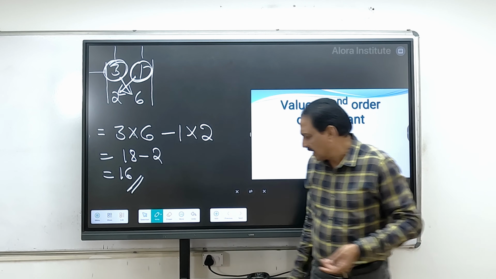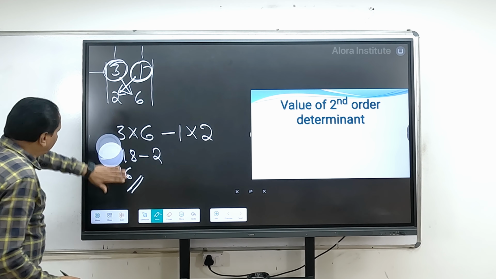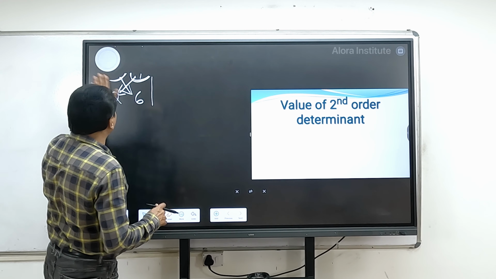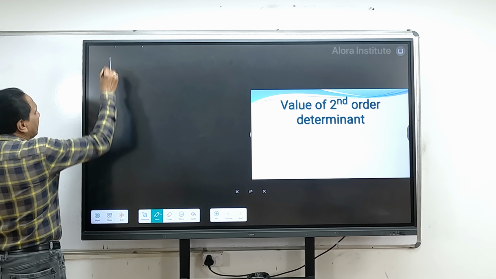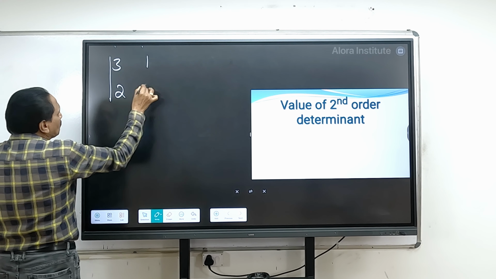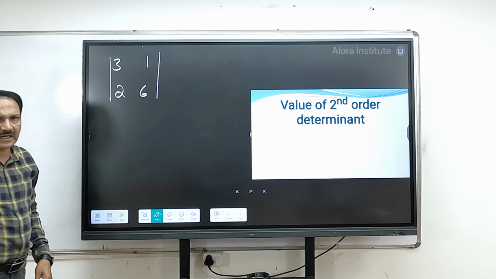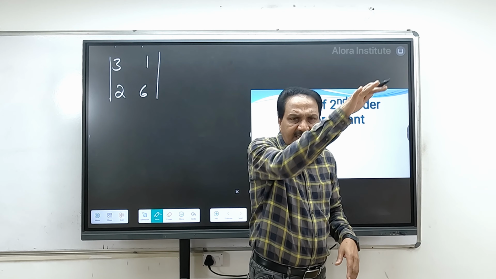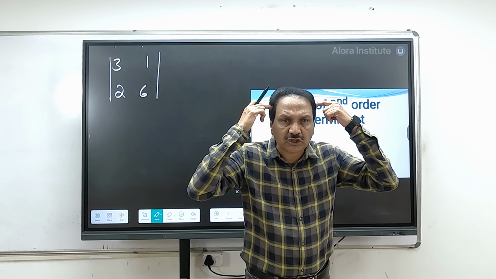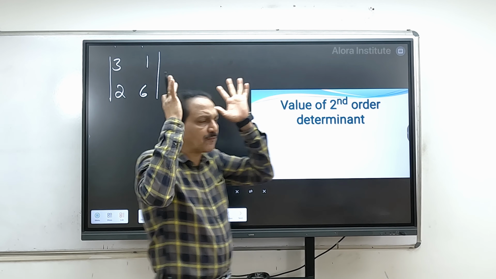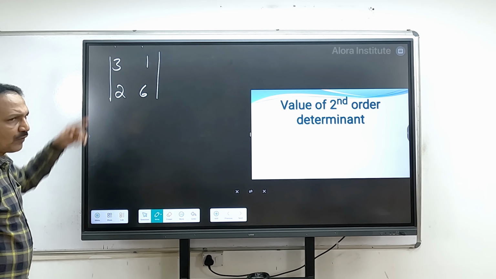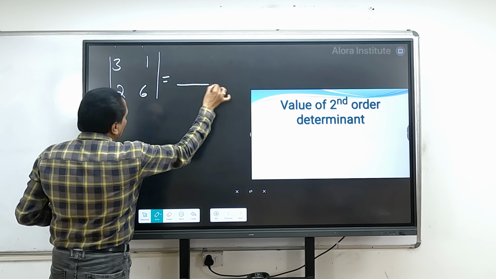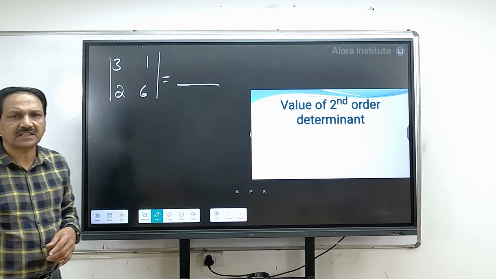Let's observe here. In this particular example, if you want to simplify the same problem, we have a determinant here: 3, 1, 2, and 6. We know the formula. First element into diagonally opposite element minus second into diagonally opposite element. That is stored in your memory. You just recall the formula. That's all. Look at this. We want the value of this. What is the nature of the question? The value of this equals dash. This is the question that will be asked in the DCET.